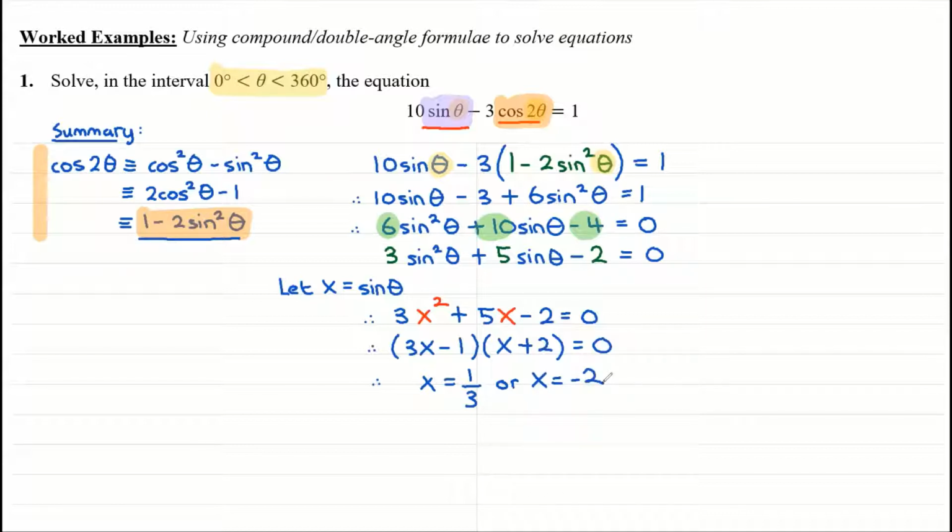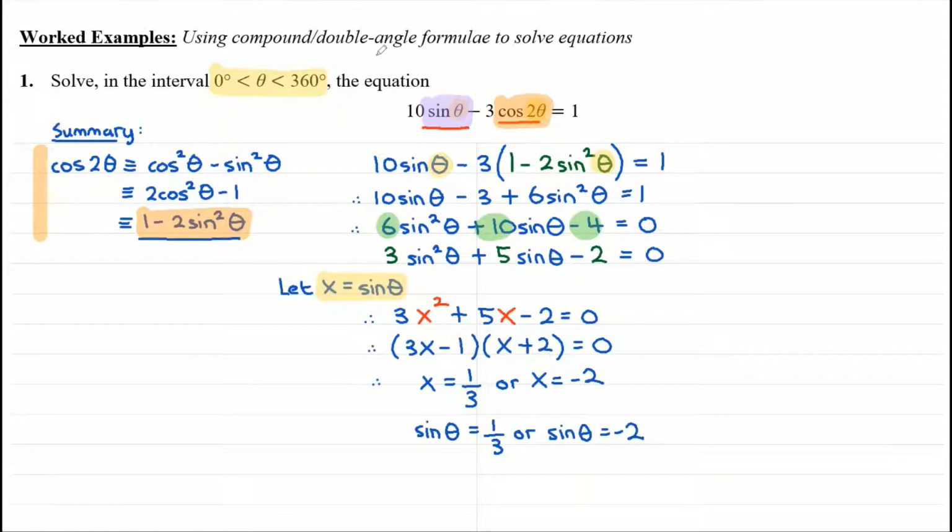Okay, and then we can sub in our sine theta again. Remember, we've made a substitution. We've not solved the equation yet. So let's do that. So we're going to have sine of theta is going to be equal to 1/3, or sine of theta is going to equal -2. All right, now we have some solutions. Now, this is where we have to use some knowledge, isn't it? So we have two options, 1/3 or -2 to represent sine theta.